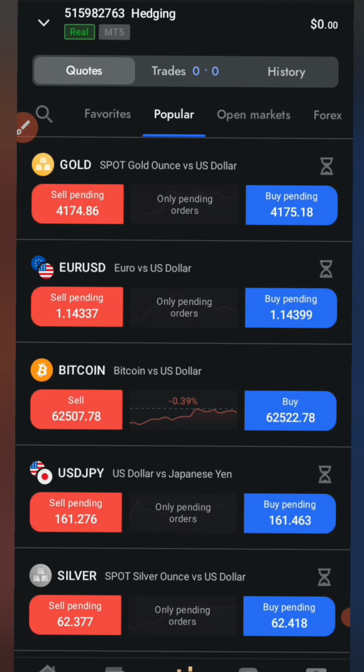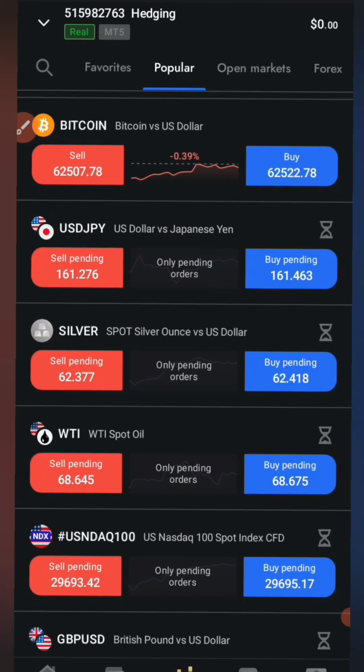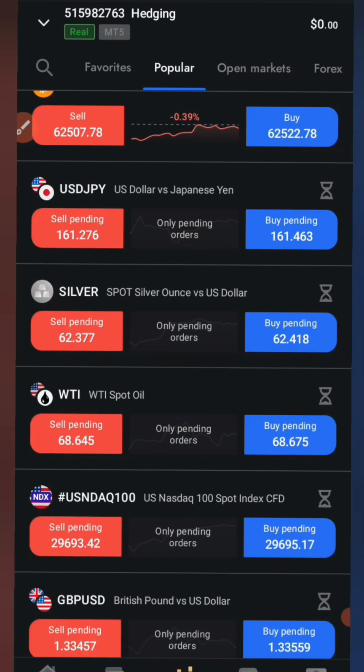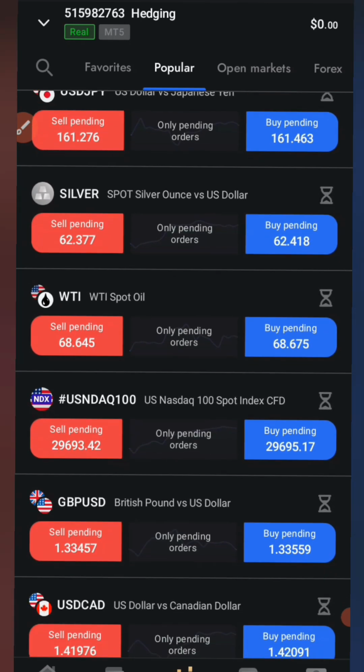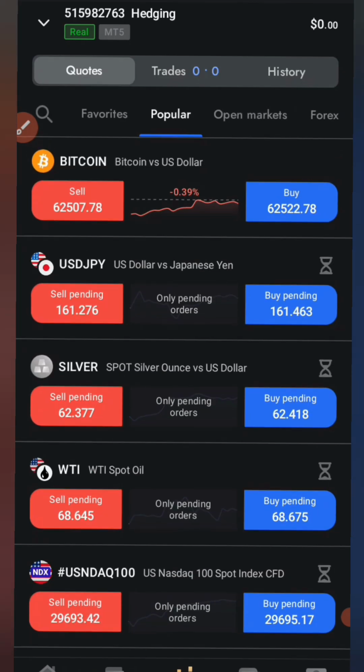Now this is the homepage or interface of this app. We have Popular, and in Popular we have spot gold ounce versus US dollar. We have Euro versus US dollar, Bitcoin versus US dollar, US dollar versus Japanese yen. We have also spot silver ounce versus US dollar. We have Nasdaq 100 and British pound versus US dollar. These are popular that you can partake on trading.